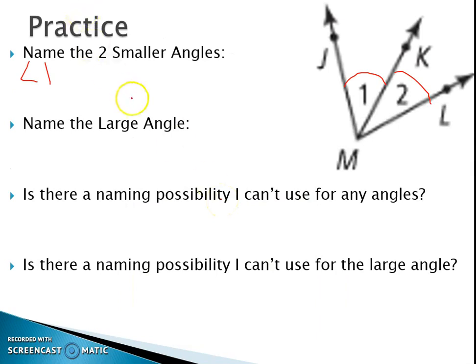So let's practice. Name the two smaller angles. They're right here and right here. Those are the two small angles inside. The first one is angle 1, and then you have angle 2. So you can write angle 1 here and then angle 2. We're going to write them using the rays. Angle 1 can be written as angle JMK. So let's write angle JMK.